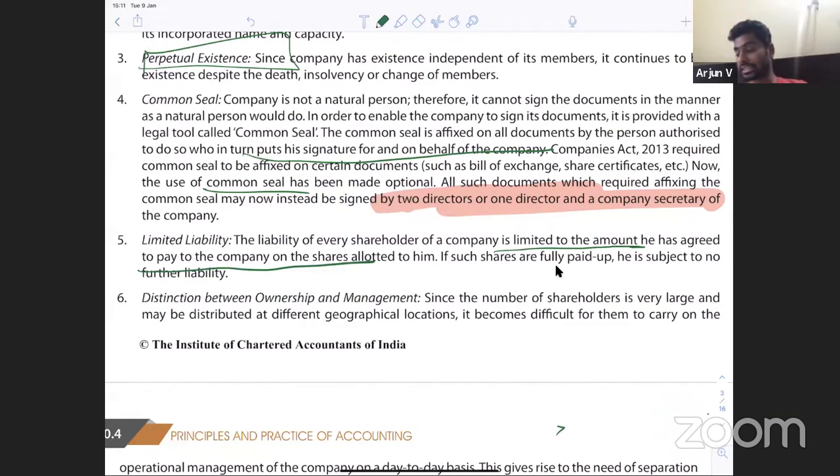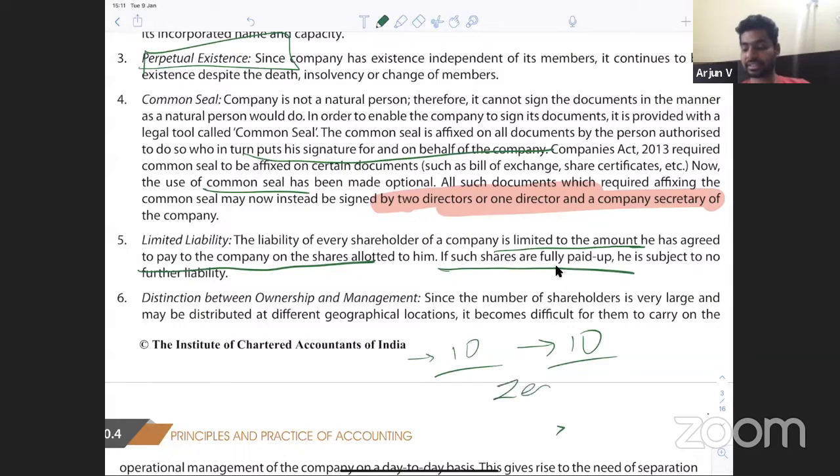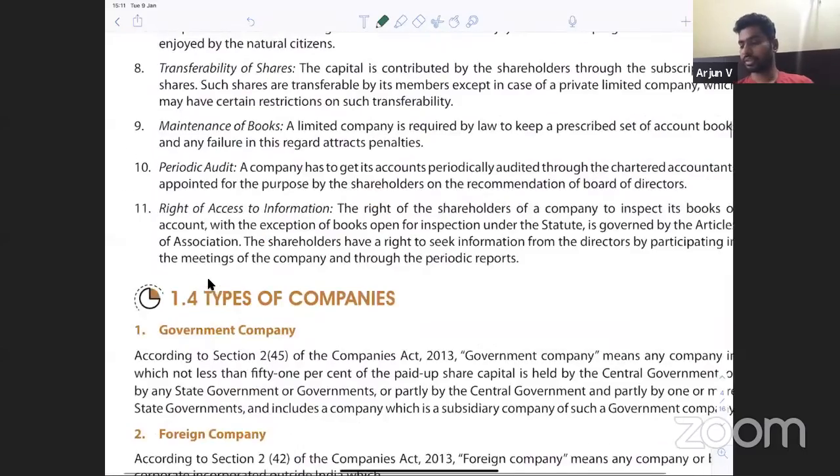Right? That is, if the shares are fully paid up, that means the share value is 10 rupees, and he has paid 10 rupees, then his liability is 0. No further liability is required. Friends, are you clear? Done?